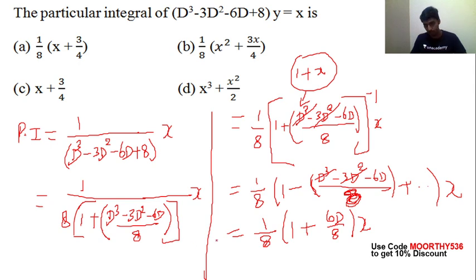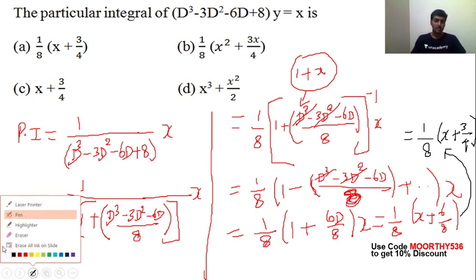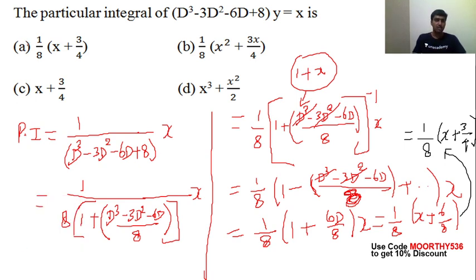Now multiply the x inside. When multiplying the x inside, we get the answer equal to 1 divided by 8 into x plus, when you differentiate one time with D, you get 1, so 6 divided by 8. From this equation, the solution is 1 divided by 8 into x plus 6 divided by 8. Simplifying, 6 divided by 8 is equal to 3 divided by 4. So 1 divided by 8 into x plus 3 divided by 4 is the answer. So option A is the answer for the given question.